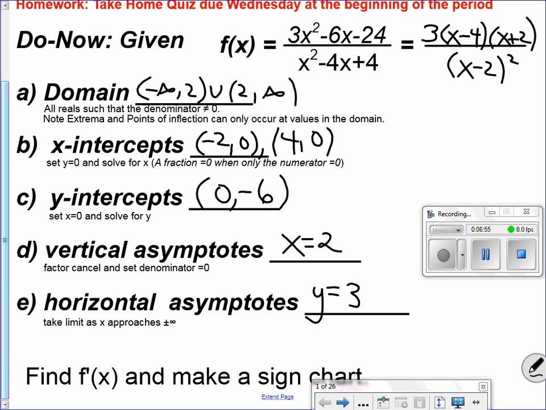Now we got to get into some derivatives here. So we're going to take the first derivative. I do suggest that we keep the denominator as x minus 2 squared. I don't think keeping the numerator written as a product is going to be very helpful. So I think I'm going to leave the numerator as 3x squared minus 6x minus 24. We'll get the same answer. I'm just trying to minimize the pain.